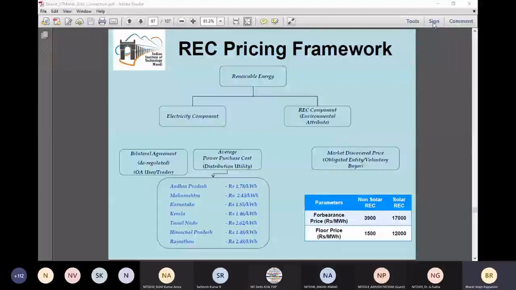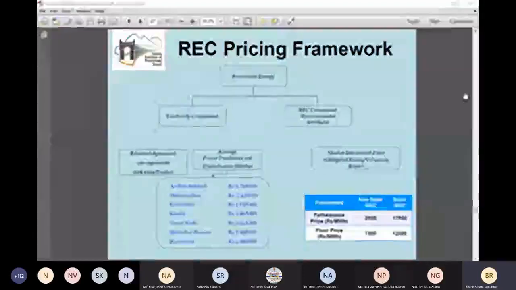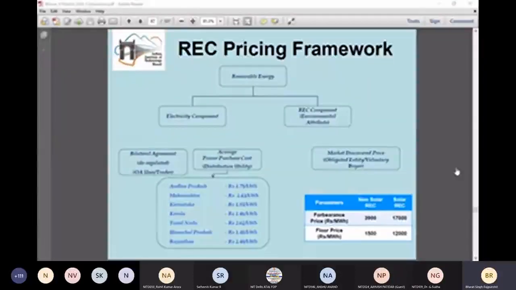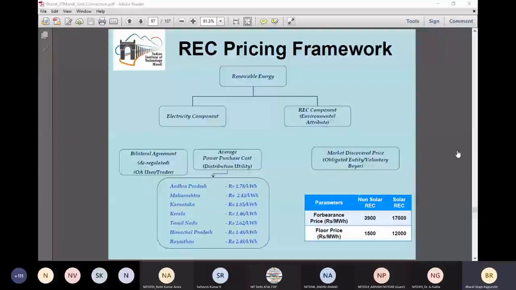In this slide, once again, we have the same concept but with some different data. The renewable energy is divided into an electricity component as well as a REC certificate component. The electricity component can be sold as a bilateral agreement as well as at the average power purchase cost of the distribution utility. So in 2010 or so, the average power purchase cost of the different states is given here. Andhra Pradesh was at 1.78, and Maharashtra, Karnataka, Kerala are given. So the electricity component is sold at this value.